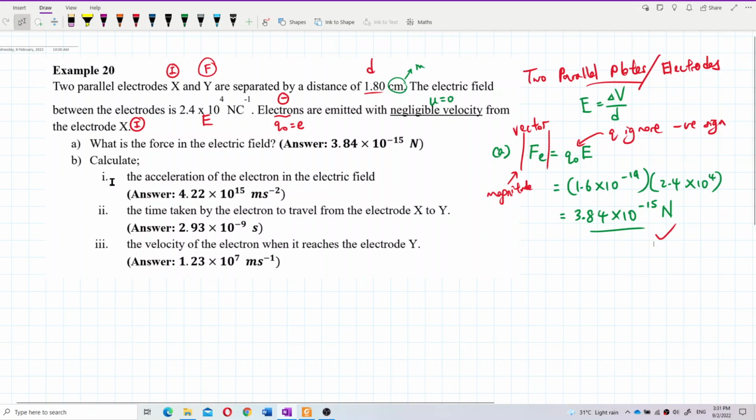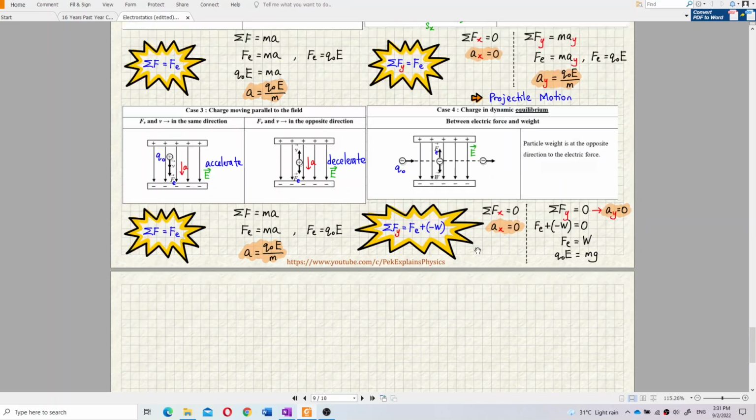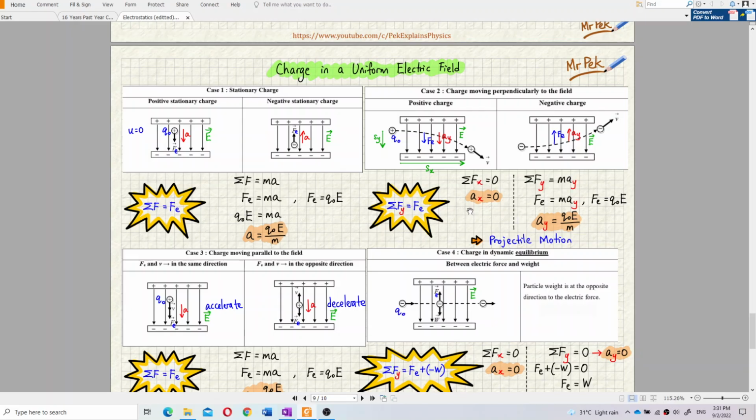Go to question 1. What's the acceleration of the electron in the electric field? Right now I want to know which case this motion of charge in the electric field refers to. Is it case 1, a stationary charge? Case 2, a charge moving perpendicularly to the field? Case 3, a charge moving parallel to the field? Or case 4, a charge in dynamic equilibrium?